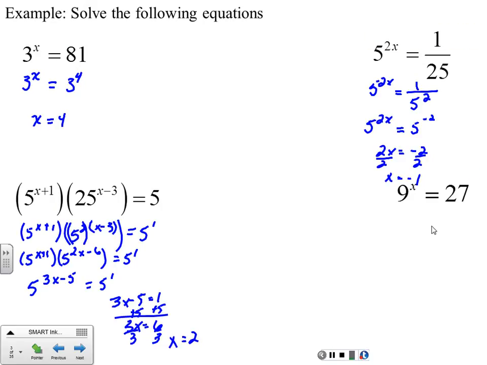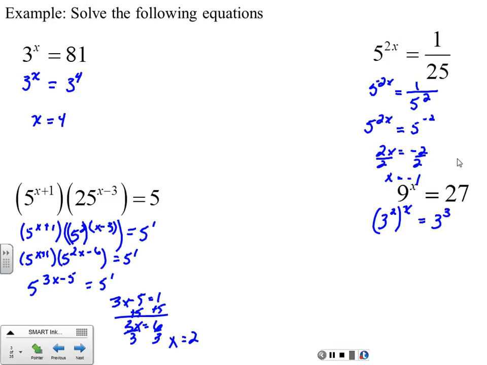So, the problem on the right, if you have 9 to the x is equal to 27, is there any way we can turn those into the same base? Well, we can turn them into both base 3, right? 9 as base 3 is going to be what? 3 squared, right? You see what I did? Turn 9 in base 3 is just going to be 3 squared. And then 27 as base 3 is going to be what? 3 cubed. Yeah, 3 to the third power.